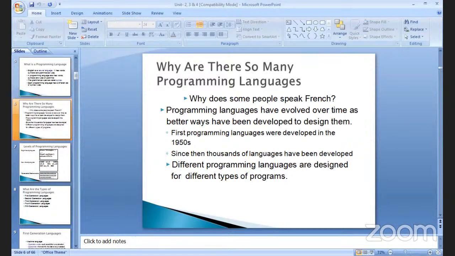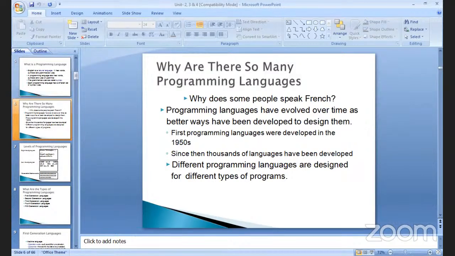Why are there so many programming languages? Why do some people speak French, English, or different languages? That is the nature of their own country and nativity, and accordingly they use different languages. Likewise, in our computers, depending on the programming languages or codes, we use different languages.